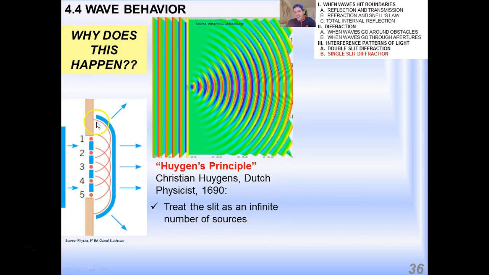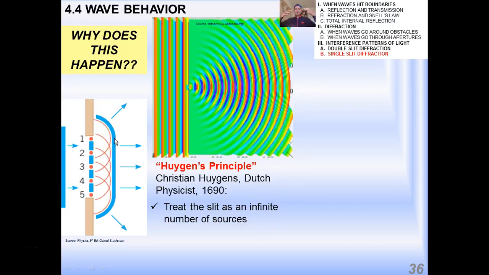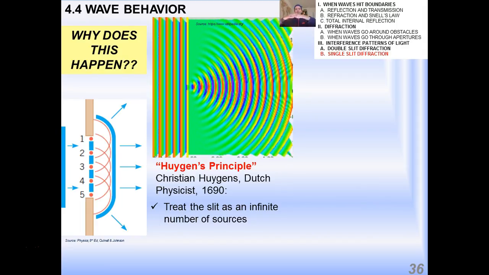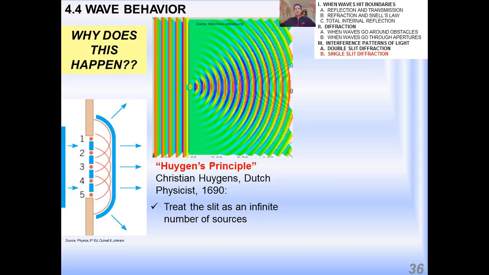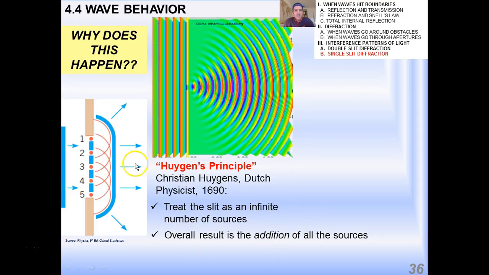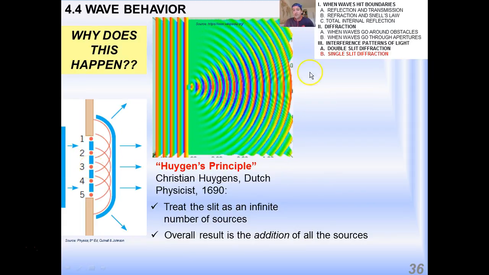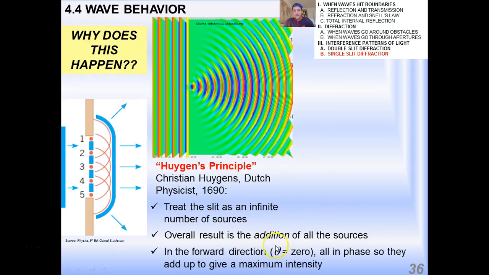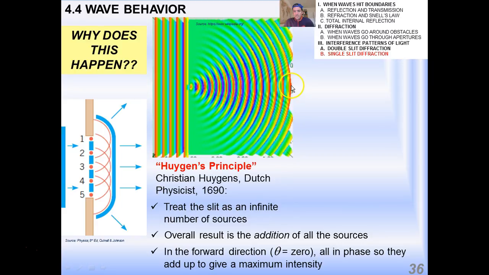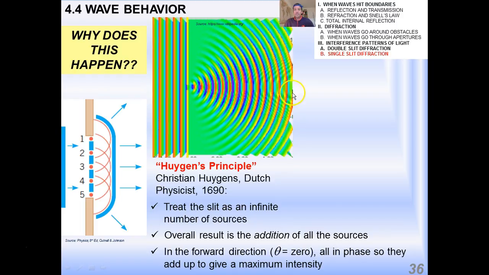But if you think about 5 point sources with these circular wave fronts going out in all directions, the overall effect will be a big wave that comes through that ends up curving and spreading out, okay? So the overall result is the addition of all of the sources. Now, if you're savvy on my previous conversation about what happens on a screen on the other side, you can immediately surmise that directly across from the opening, all of these waves are in phase, so they add up to give a maximum intensity.